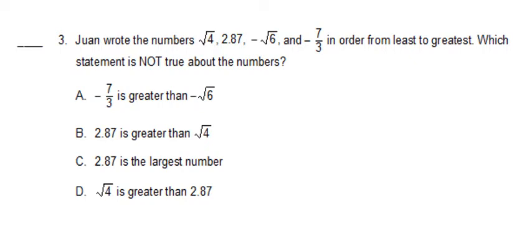A. Negative 7 over 3 is greater than negative square root of 6. B. 2.87 is greater than square root of 4. C. 2.87 is the largest number. Or D. Square root of 4 is greater than 2.87. This is the end of question 3.